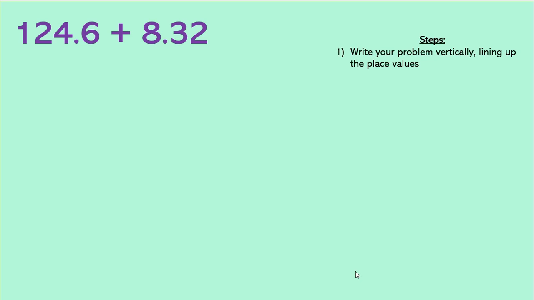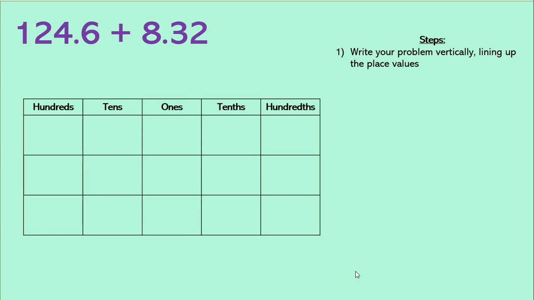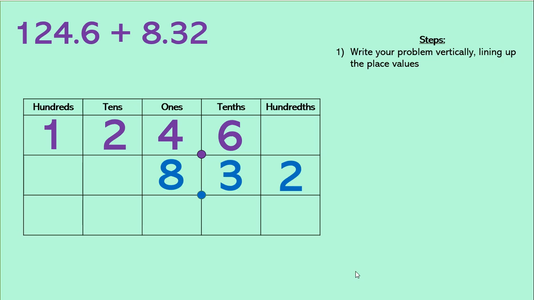The first thing we're going to do is write our problem vertically, which means one on top of the other, making sure that we line up our place values. Here, I'm going to use a place value chart to help us. I have here 124 and 6 tenths, and then 8 and 32 hundredths underneath. Notice that both the 4 in 124 and 6 tenths and the 8 are in the ones place, so they're one on top of the other.